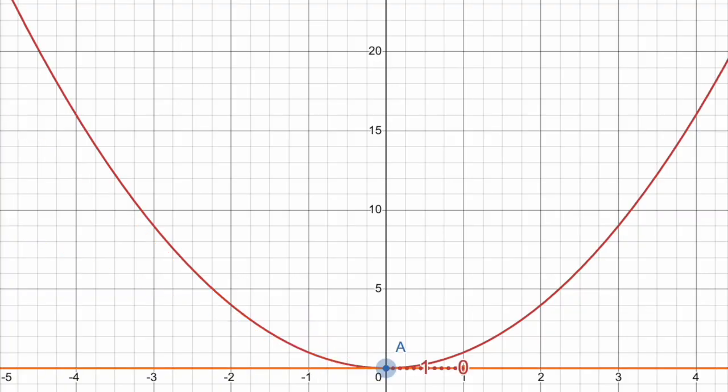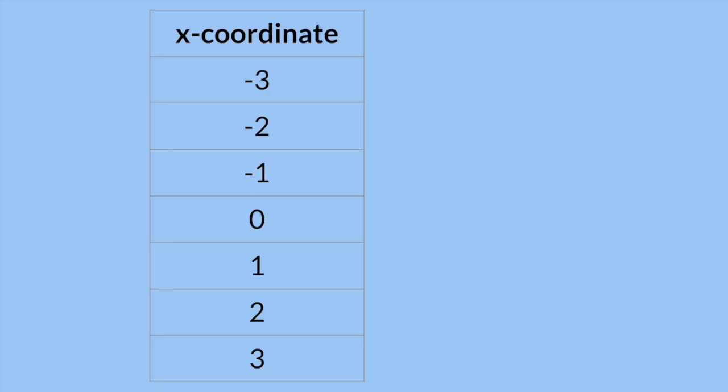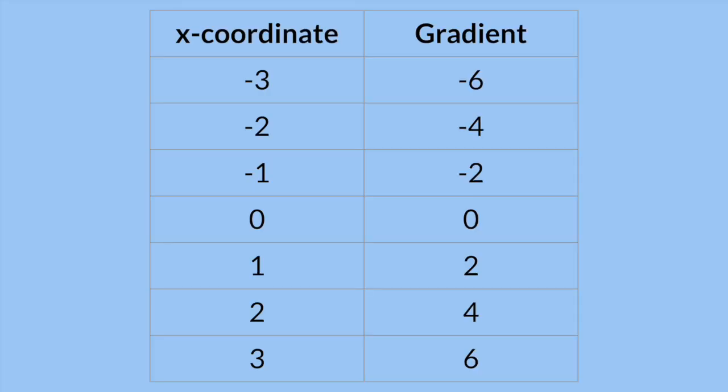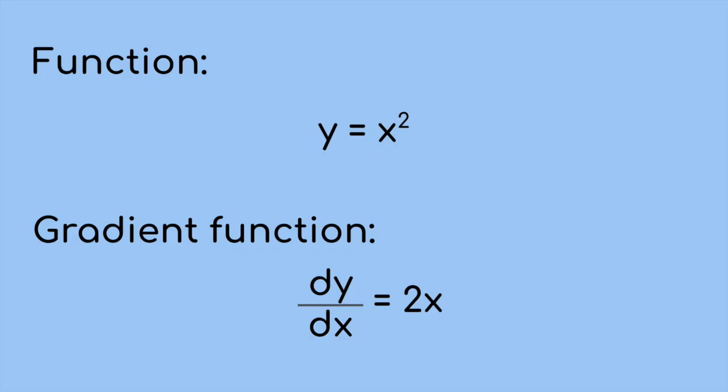We can see that when x is minus 2, the gradient is minus 4. So if we collect all of those different x values and gradients, hopefully we can start to spot a pattern that's going on. If we look at it in a table, you should be able to see that the x coordinate is always getting doubled to give the gradient. What that means is that if the function is y equals x squared, the gradient function, dy by dx, is 2 multiplied to the x coordinate. You take the x coordinate and times it by 2, that tells you what the gradient is going to be. So dy by dx is equal to 2x.